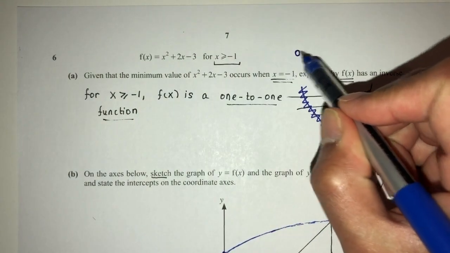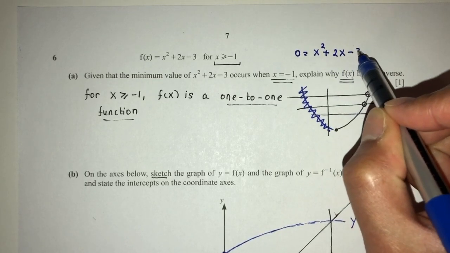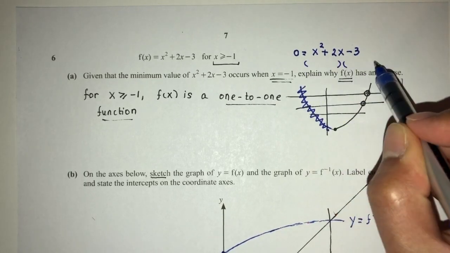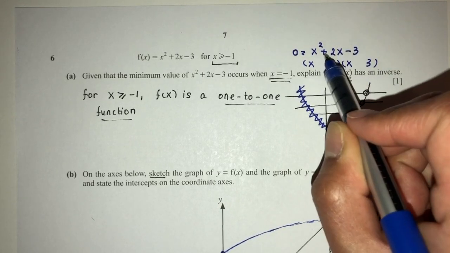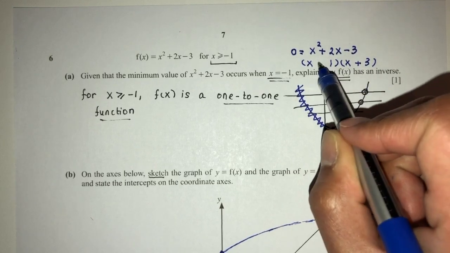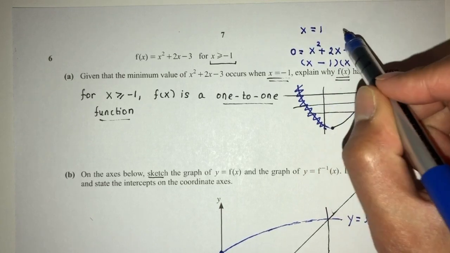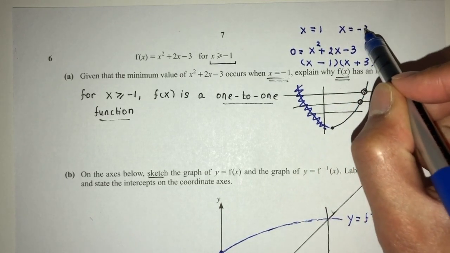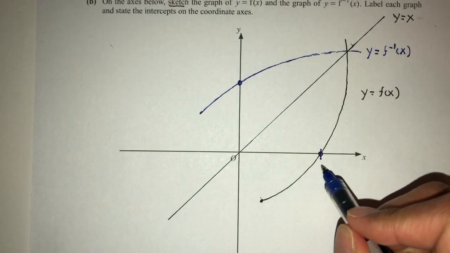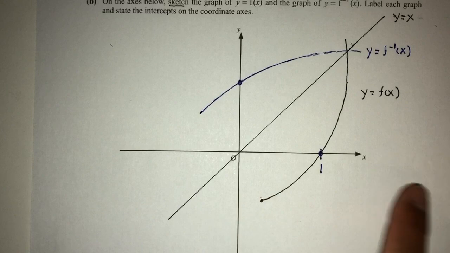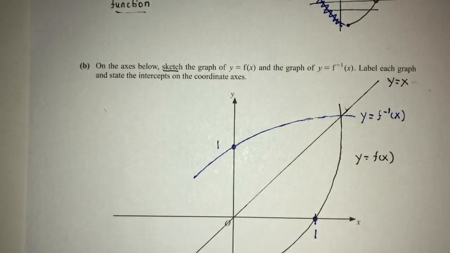So we can just replace and find the value. That will be 0 equals x squared plus 2x minus 3. Factorize: that will be 3 times 1. To get plus 2, we have to have plus 3 minus 1. So we can see x can either be 1, or x can be minus 3. According to my graph, obviously this will be the value of 1 because it is on the positive side. This is 1, this will have to be 1 as well, okay?